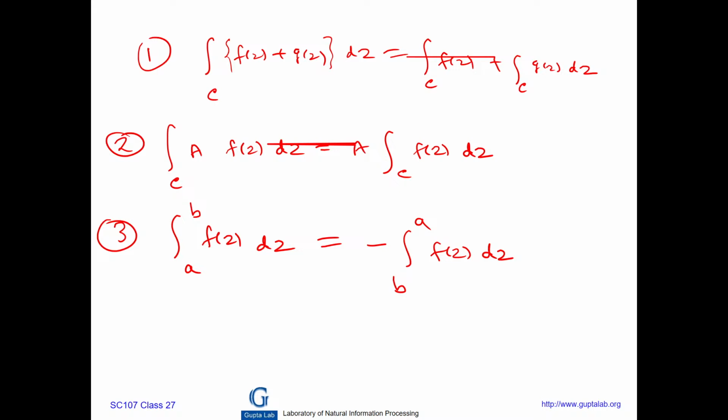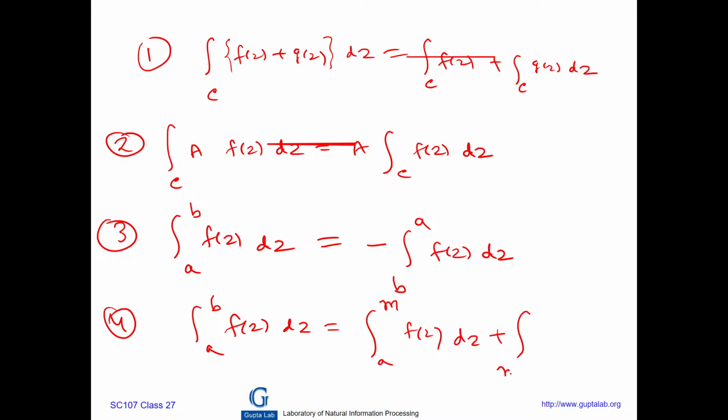Then we have the fourth property: the integral from a to b of f of z dz is equal to the integral from a to some point m of f of z dz plus the integral from m to b of f of z dz. So m is a point between a and b, and you can subdivide like this. So a, b and m are on C.